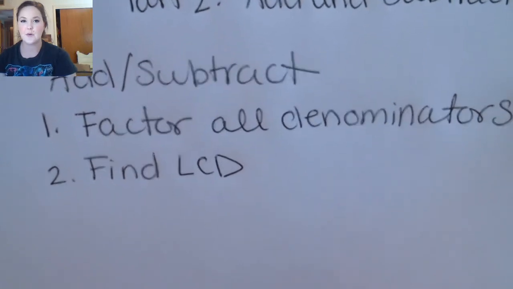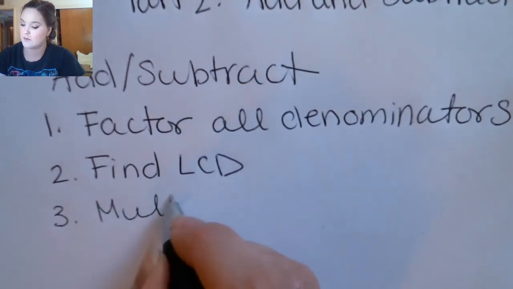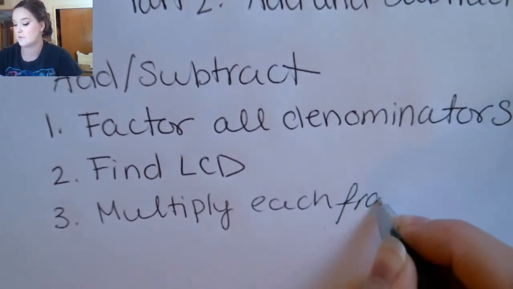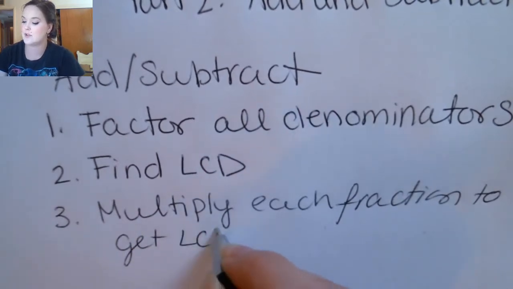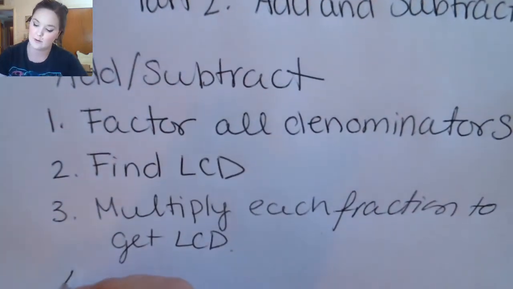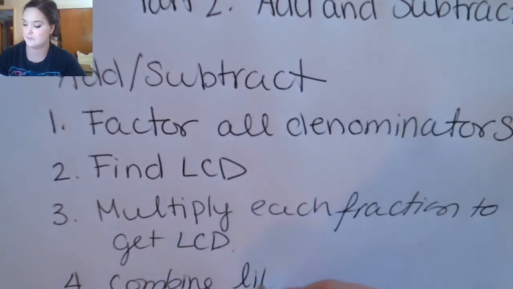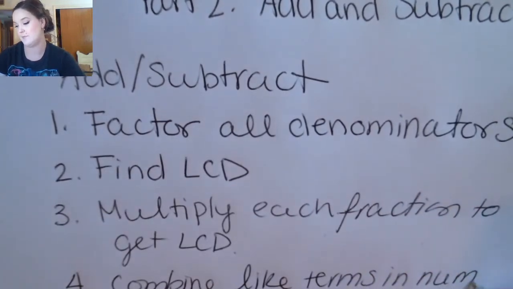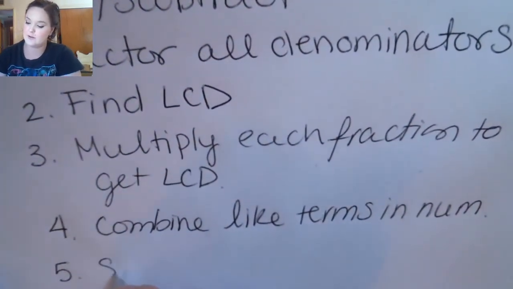So after we know the LCD, we're going to change so that every single fraction has that LCD. And then we're going to combine like terms in the numerator. And then the last thing we're going to do is simplify if you can.